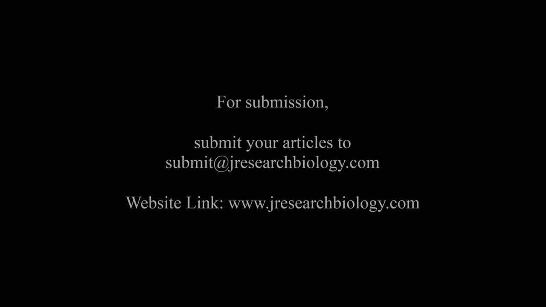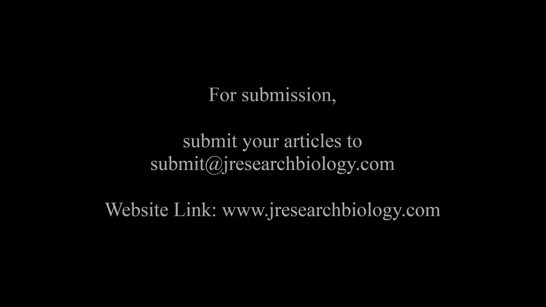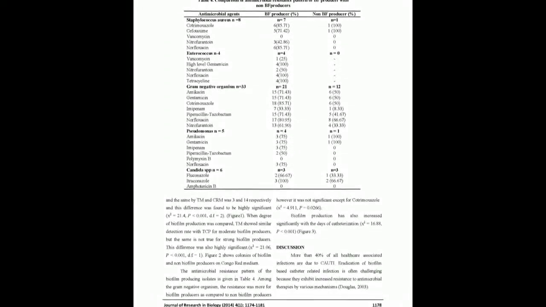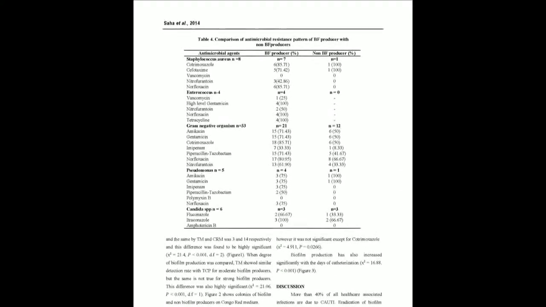From 130 urine samples in our study group, 55 samples grew microorganisms of significance, of which 11 samples were polymicrobial in nature. Of these, biofilm production was seen in 49 microorganisms, 89.09% by any of the three methods used.